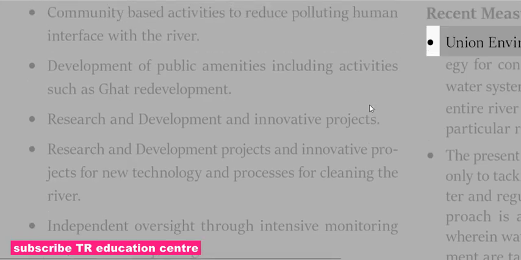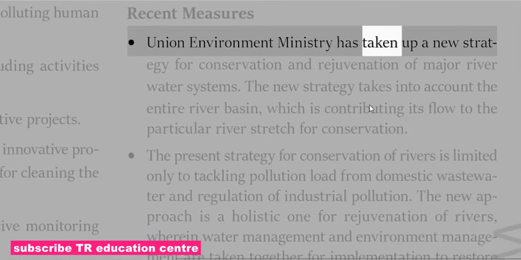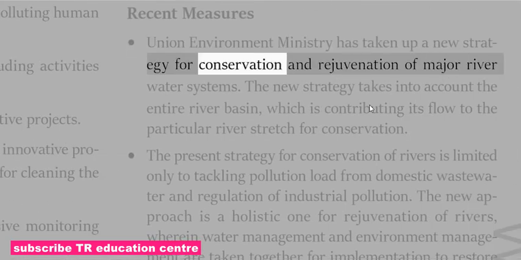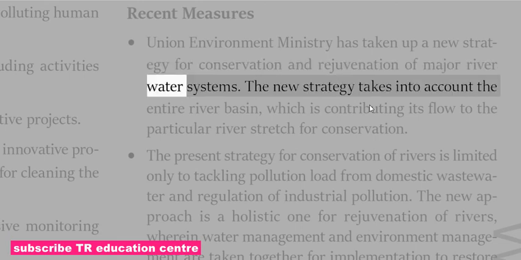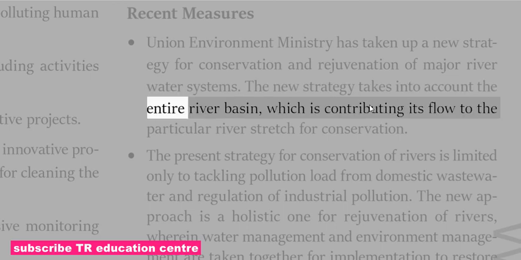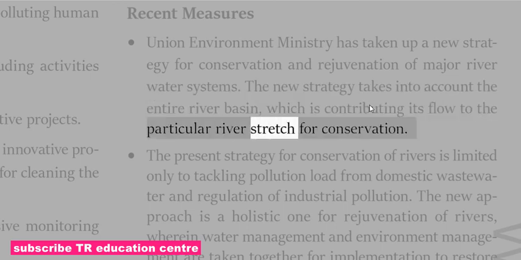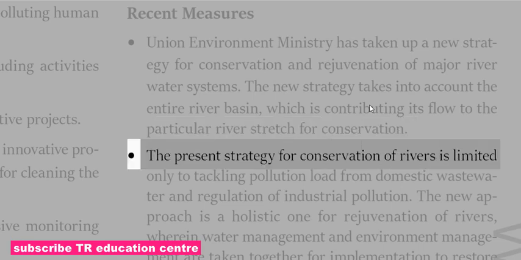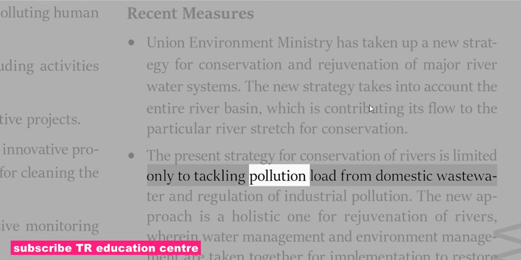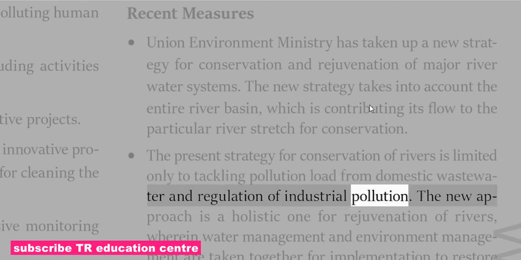Recent measures. Union Environment Ministry has taken up a new strategy for conservation and rejuvenation of major river water systems. The new strategy takes into account the entire river basin, which is contributing its flow to the particular river stretch for conservation. The present strategy for conservation of rivers is limited only to tackling pollution load from domestic wastewater and regulation of industrial pollution.